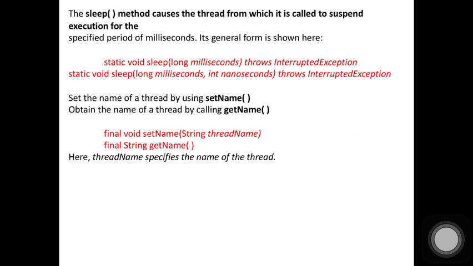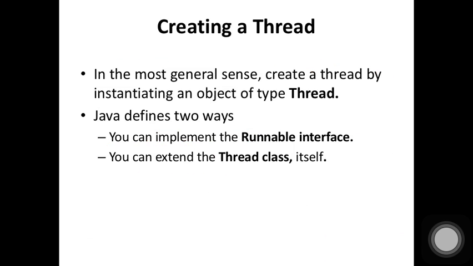And setName and getName, these two are the methods which are used to set the thread name and get the name of a thread. Next, you can create a thread either by means of the Thread class or by means of the Runnable interface. In the most general sense, you create a thread by instantiating an object of type Thread. Java defines two ways: either you use the Runnable interface or the Thread class.